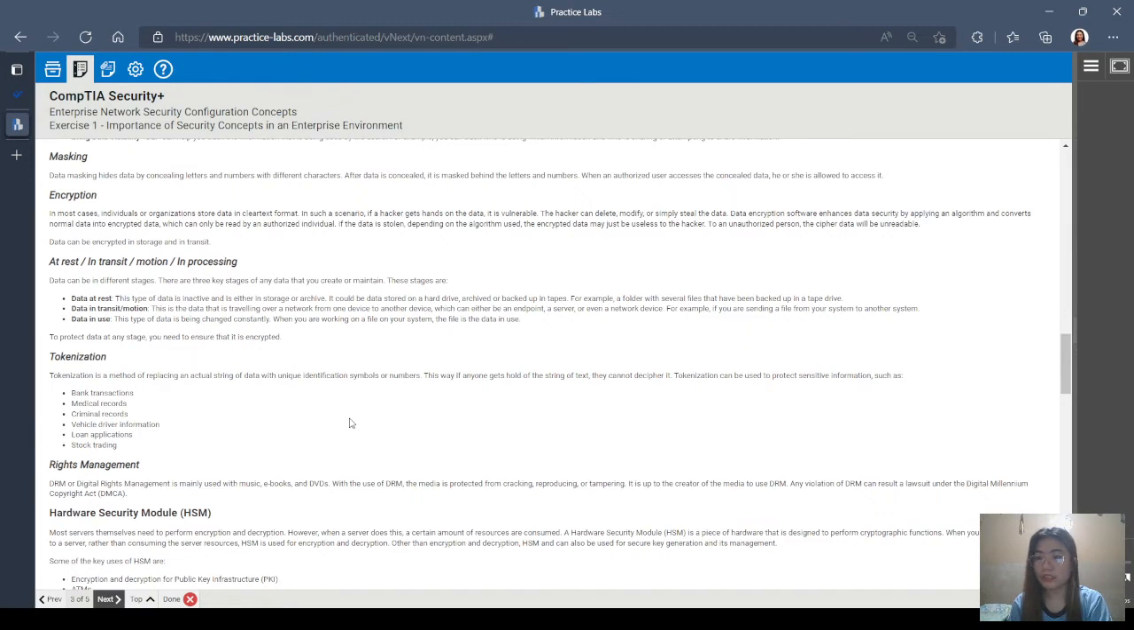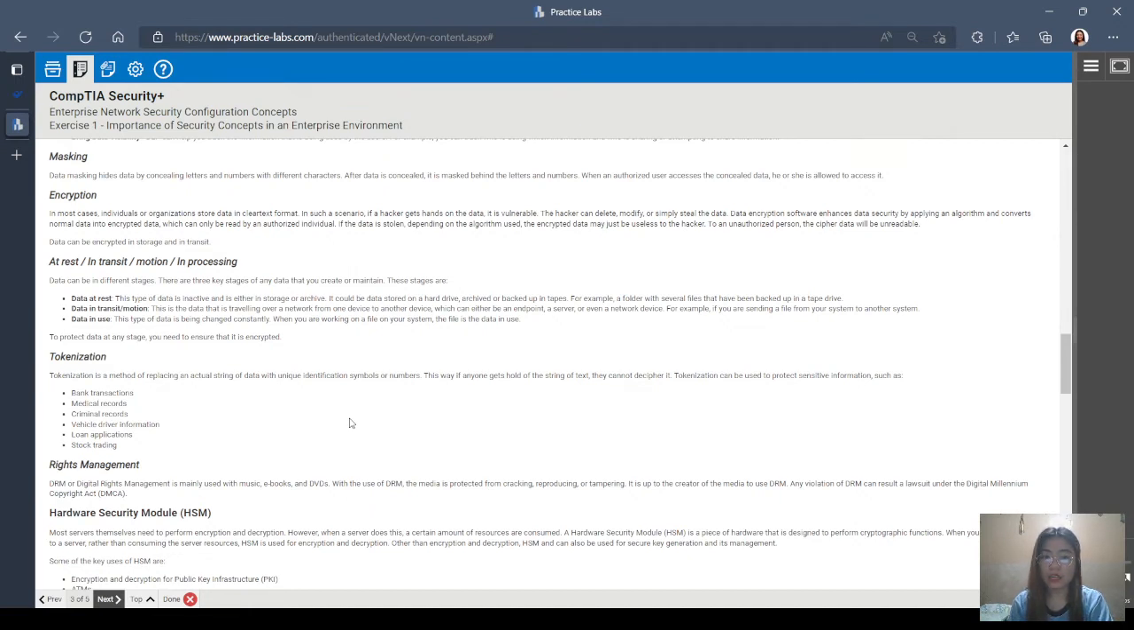Encryption. In most cases, an individual or organization stores data in clear text format. In such a scenario, if a hacker gets hold of the data, it is vulnerable. The hacker can delete, modify, or simply steal the data. Data encryption software enhances data security by applying an algorithm that converts normal data into encrypted data, which can only be read by an authorized individual. If the data is stolen, depending on the algorithm used, the encrypted data may just be useless to the hacker.